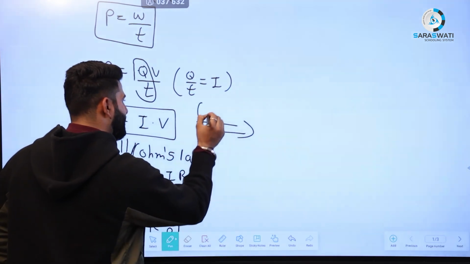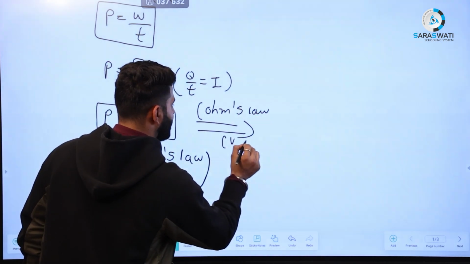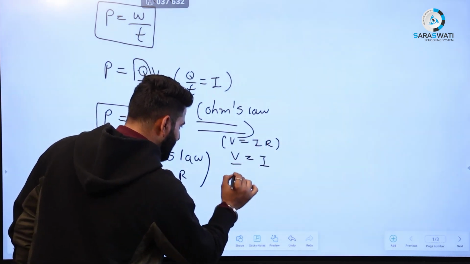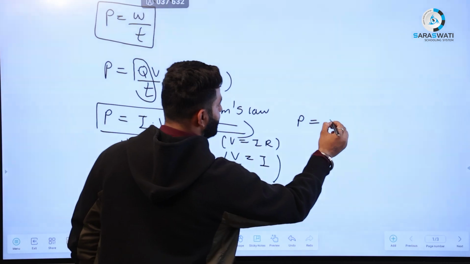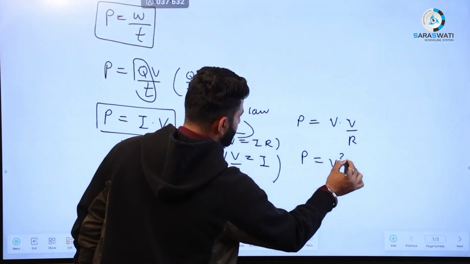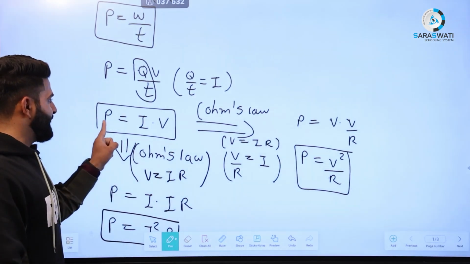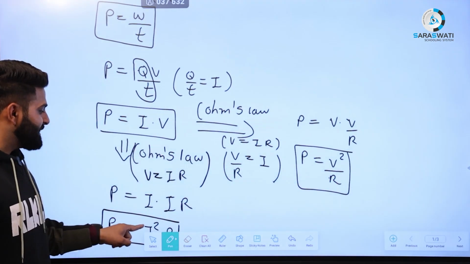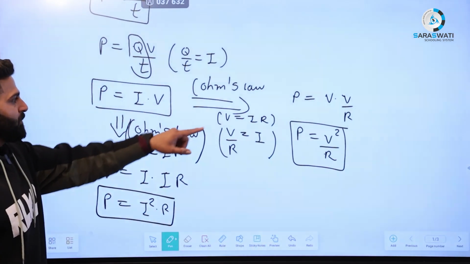Again, from this formula we're going to apply Ohm's law, but this time, not V is equal to IR; we're going to put the value of I, when I is equal to V by R. It becomes P is equal to V into V upon R, so P is equal to V square upon R. So these three formulas of power are most important: P is equal to VI first, P is equal to V square by R second, and P is equal to I square R third.